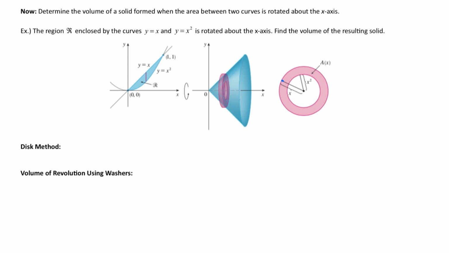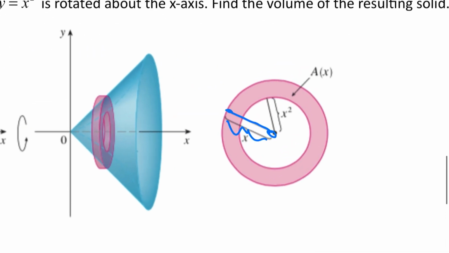We're going to have an outer radius. In this case, it's going to be x, and we're going to have our inner radius. In this case, it is going to be x squared. The area of a single washer is going to be pi times the outer radius squared, subtract pi times the inner radius squared. We'll get the area of that circular section. We're going to call this a washer, thinking nuts, bolts, construction, that kind of thing.